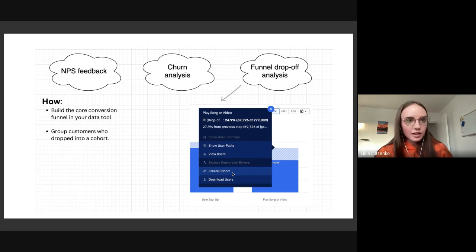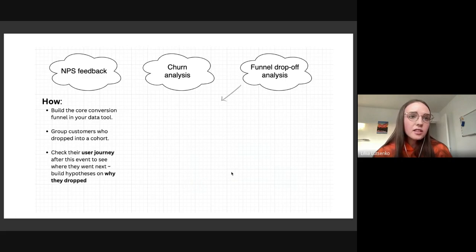Again, you can do it in SQL or you can do it in external data tools. The idea is to explain the approach. So you can group all who dropped into a cohort, and for this cohort, check their user journey. So what did they do after they made this event?